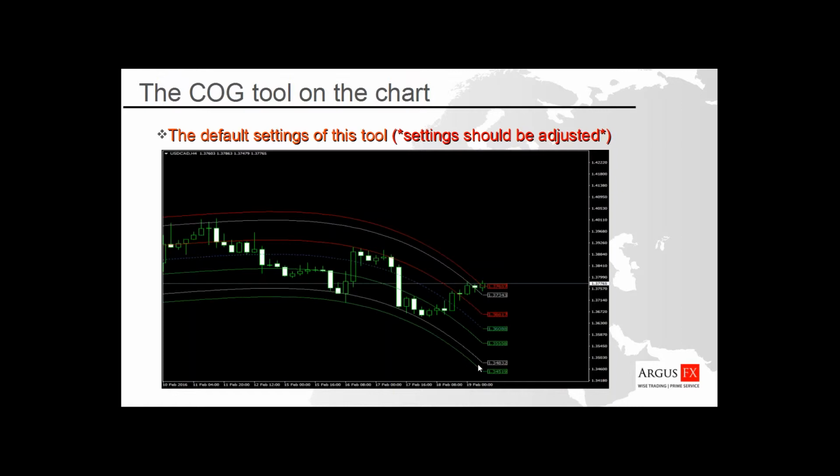And here below, if the price, let's say, approaches these two levels, it is an indication that the price has already approached oversold levels and it's about to retrace to the upside. But as I said already, these settings are default settings. So this channel has to be adjusted according to your own trading style.